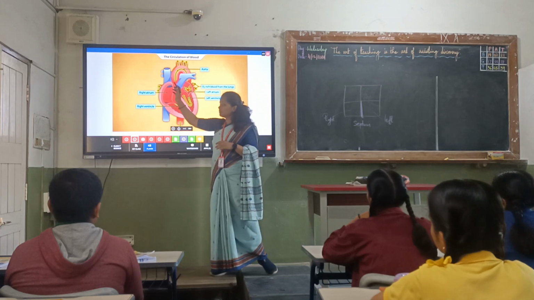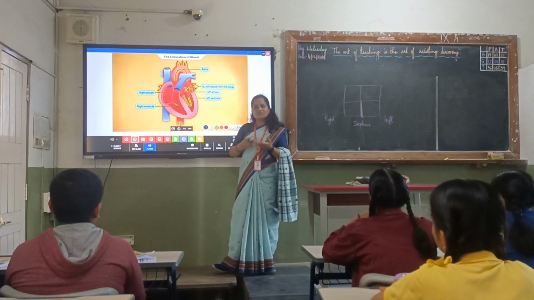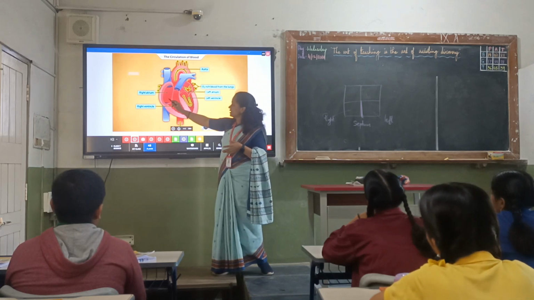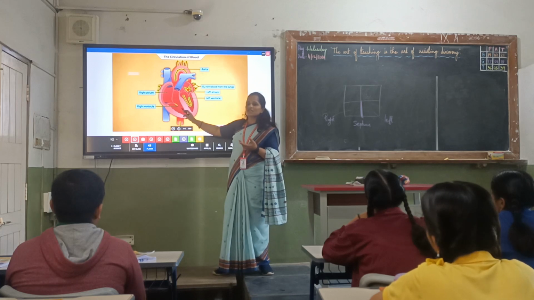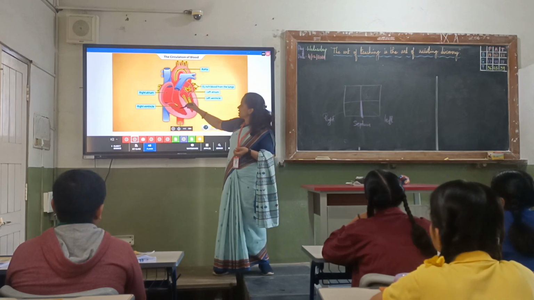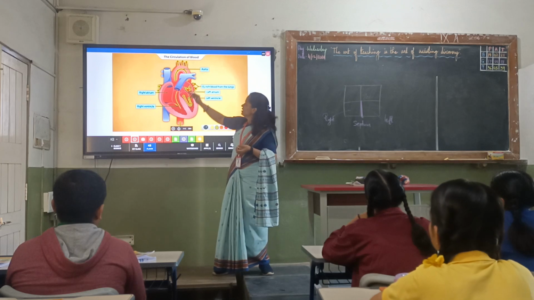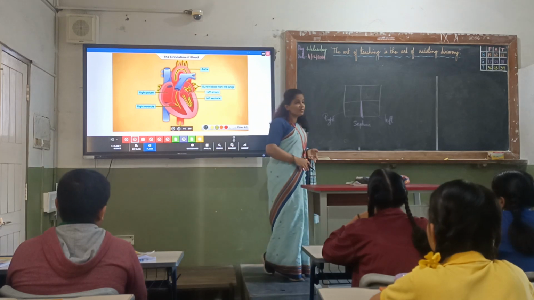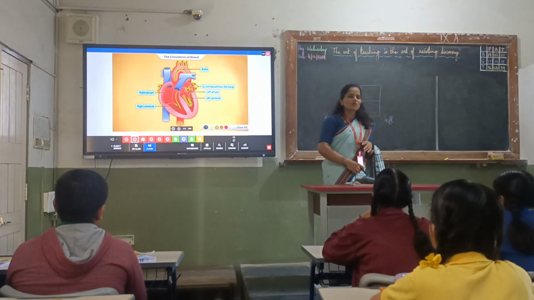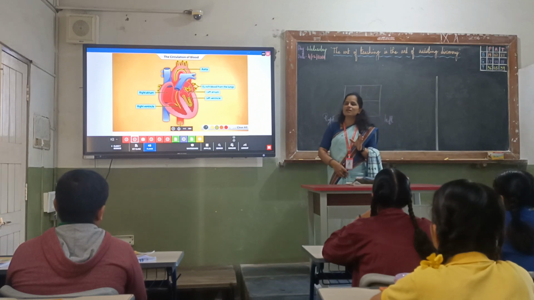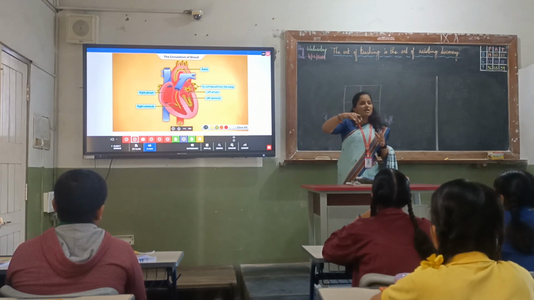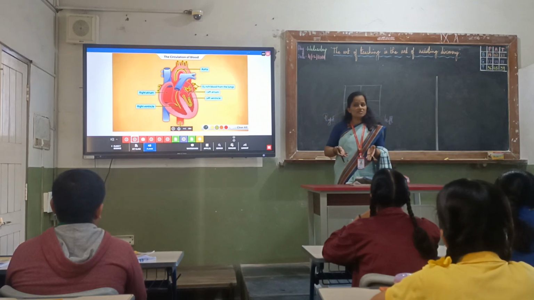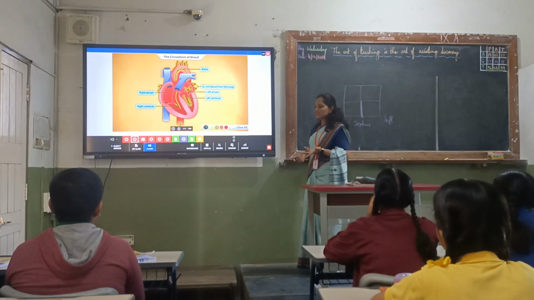So vena cava collects the blood from all parts of the body, which is carbon dioxide rich blood, and then enters into the right atrium. From right atrium, it enters into the right ventricle, and then from right ventricle it flows through the pulmonary artery to the lungs for the purification. In the lungs, then what happens? Whatever carbon dioxide is present in the blood enters into the lungs, and then from the lungs oxygen enters into the blood. Now blood becomes oxygen rich blood.